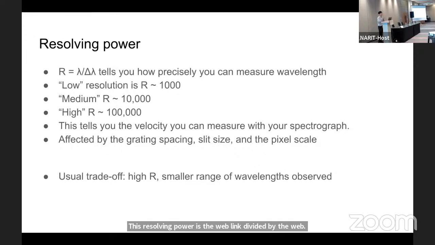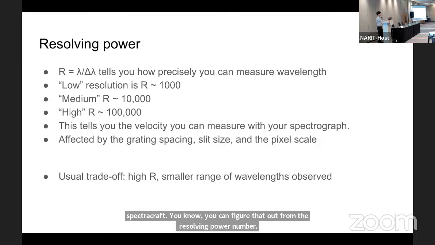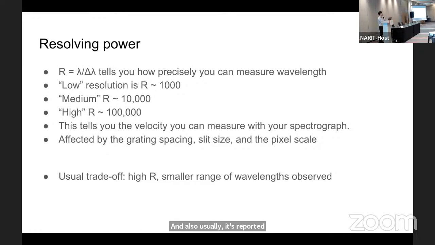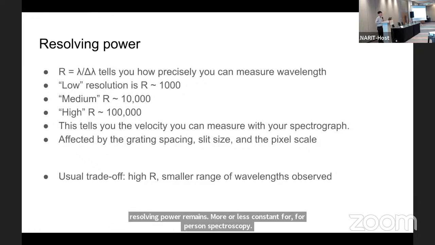In some cases, it's more useful to tell you the actual wavelength resolution, like the smallest wavelength difference you can resolve with your spectrograph. But you can figure that out from the resolving power number. And it's usually reported like this because the resolving power remains more or less constant for prism spectroscopy. So this is again kind of a historical thing.